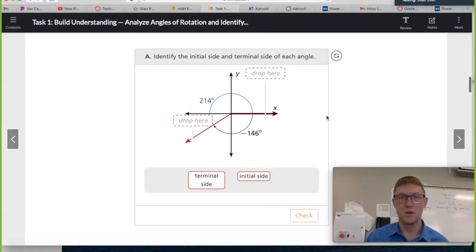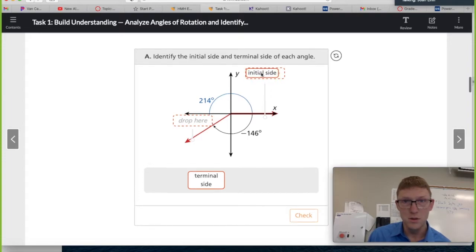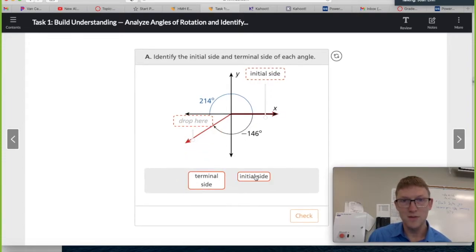So I'll let you take a look at this. Identify the initial side and the terminal side of each angle. So the initial side is going to be right here. The initial side is always right here. The terminal side is this one right there.